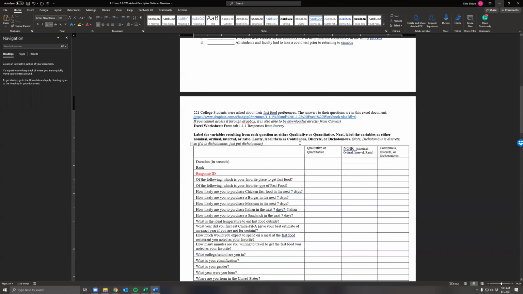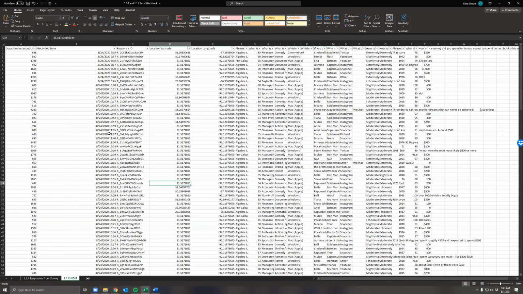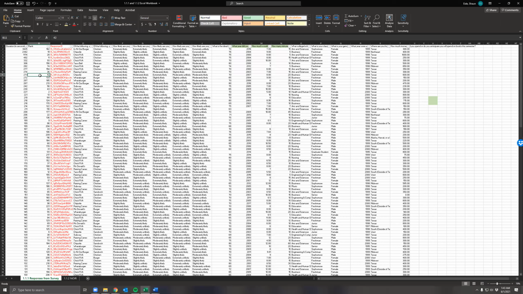Okay. So what you're going to do is come right in here and say, okay, is this qualitative or quantitative? Duration. Duration is how long it took for them to take the quiz or the survey. So this is going to be quantitative. Rank, I don't know what rank is. Let's take a look at rank.